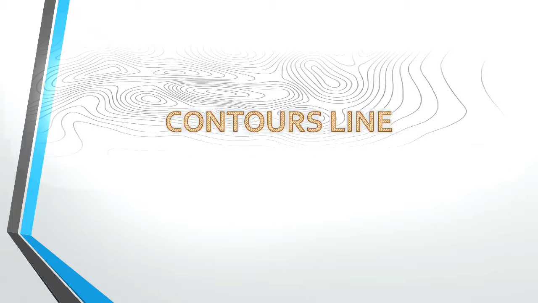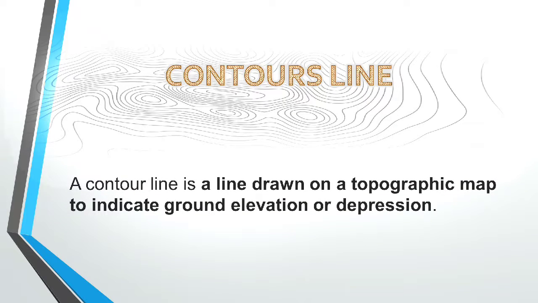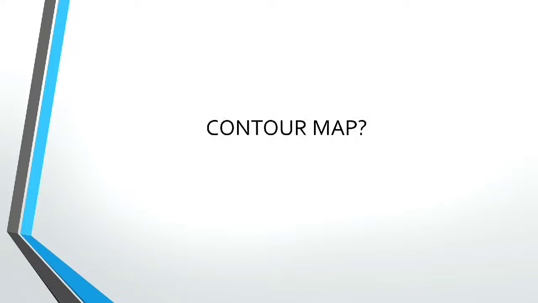Then, the contour line. A contour line is a line drawn on a topographic map to indicate ground elevation or depression. Usually, we can see the contour lines on a map, so we can identify their elevations and depressions. Then, we proceed to the contour map.